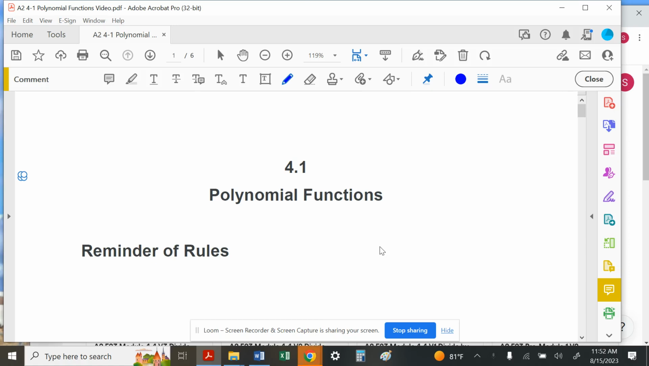Okay, let's go ahead and get started recording with polynomial functions. So this is section 4.1, so I know we're kind of going backwards. We've already done adding, subtracting, multiplying, and division, and now we're going to learn about polynomial functions and graphing. If you remember, we had certain rules to determine if something was a polynomial function, and that is that the power has to be positive.